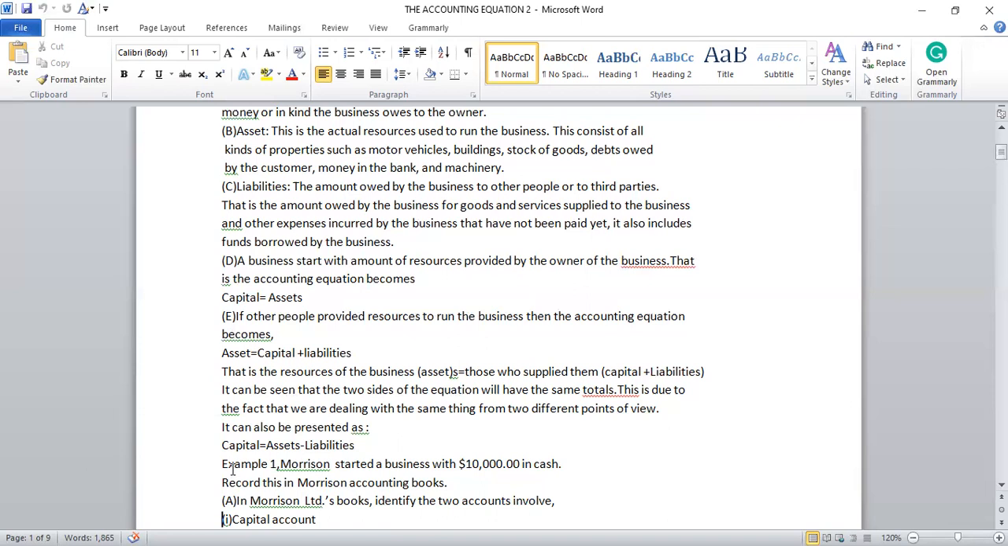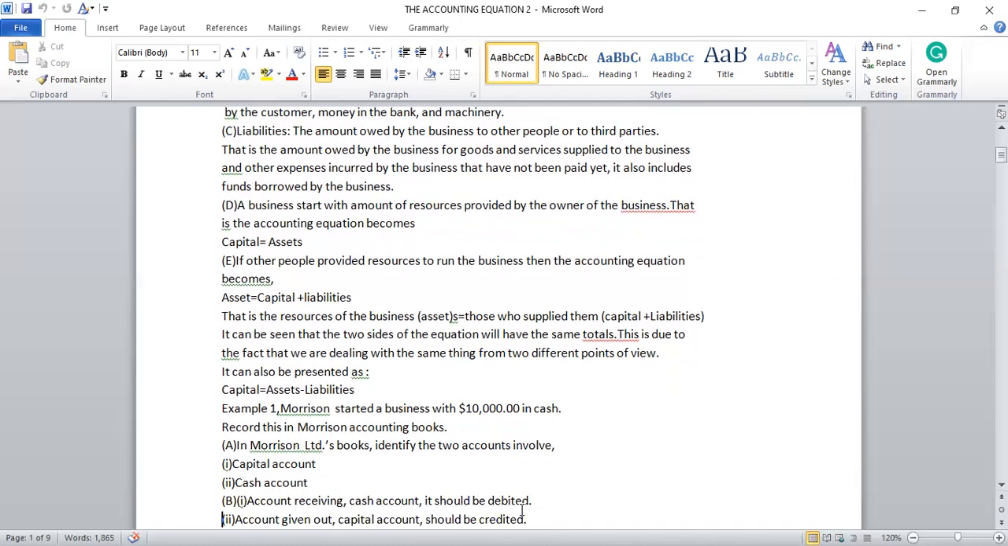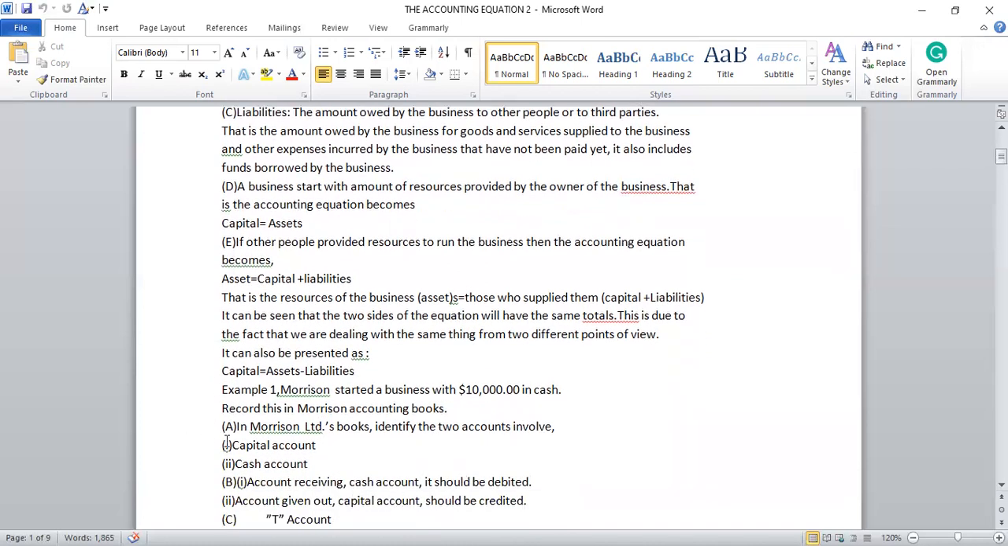So this transaction, example 1: Morrison started a business with $10,000 in cash. Record this in Morrison's accounting books. So we are going to record the transaction in Morrison's books, and we use the double entry concept because it's a transaction that has to be recorded twice. So let us go through. The double entry concept says that first, in Morrison Limited's books, we have to identify the two accounts involved. And the two accounts involved are: one, the capital account, and two, the cash account.